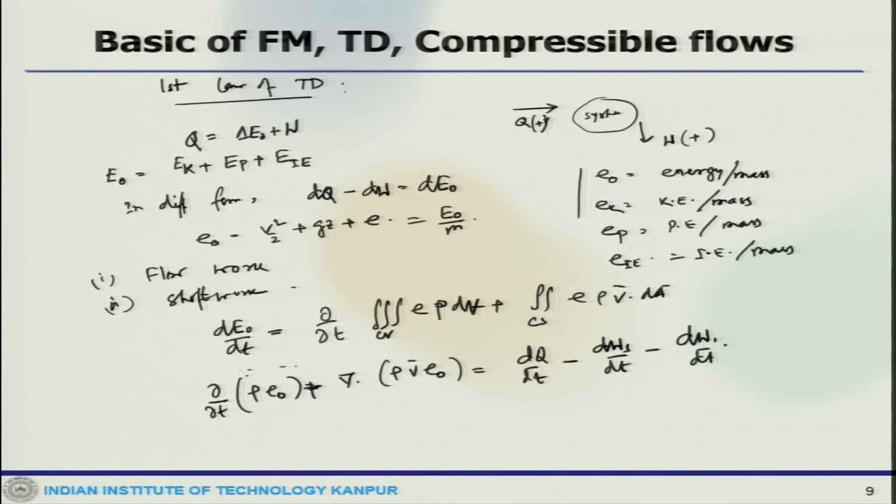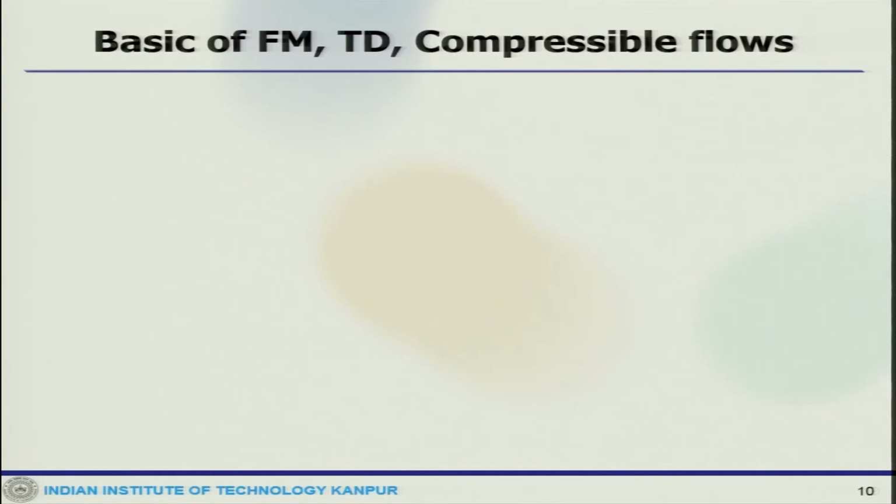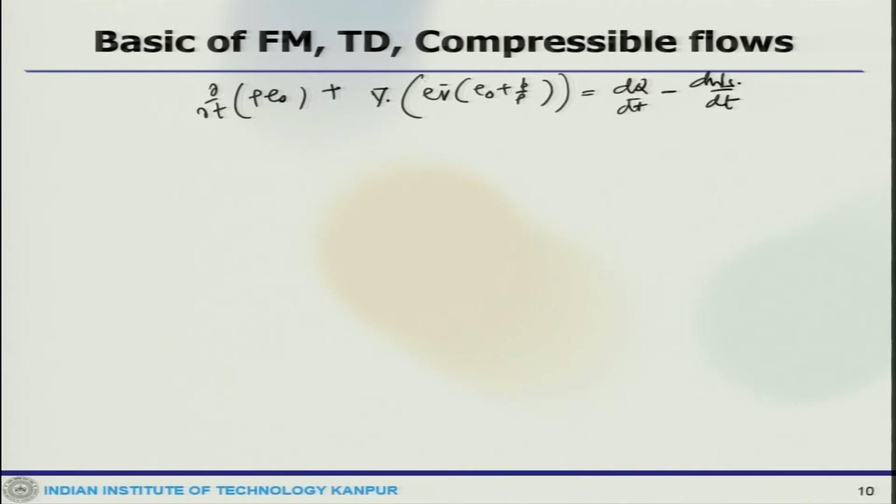So, here W_P is the control surface, P/ρ V·dA. If I write in control volume, ∇·ρV P/ρ dV. So, the equation transforms back to ∂/∂t ρE0 plus ∇·ρV (E0 plus P/ρ) equals dq/dt minus dW/dt. So, this is shaft work and heat transfer.